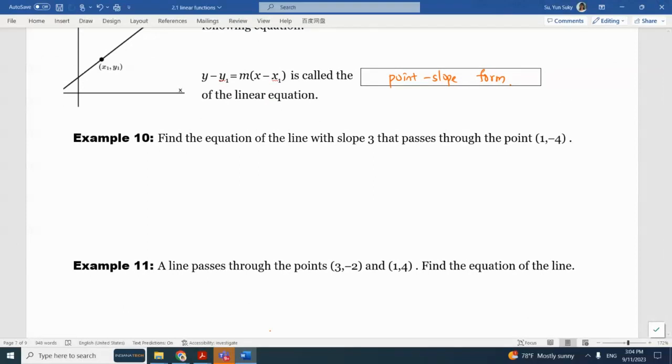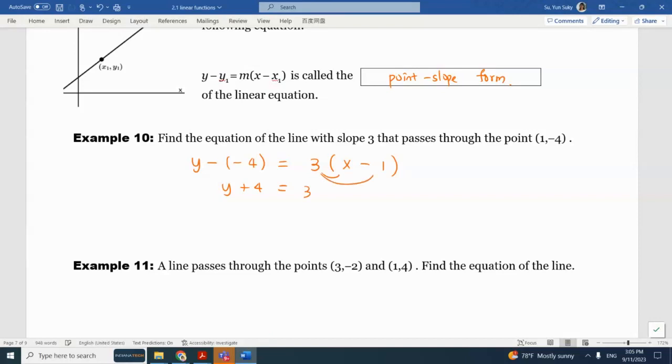All right. Let's see, find the equation. Here the slope is 3. It passes through the point (1, -4). So how do we set up? y minus what? Negative 4, yes, equals the slope. M is the slope, 3. And then what do you put here? Yes, very good. Okay, so let's simplify. What's minus negative 4? Plus 4.